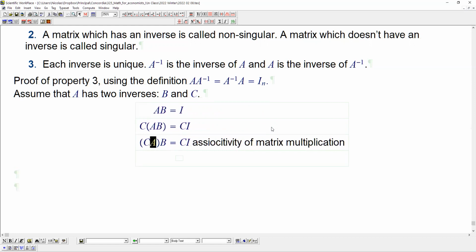So CA, C is equal to what? I. Good. And of course, if I pre- or post-multiply by I, I get the same thing. Note that the reason I was able to prove this is that AB is I if B is an inverse of A, and CA is I if C is an inverse of A. So that's this property right there: properties of inverses.